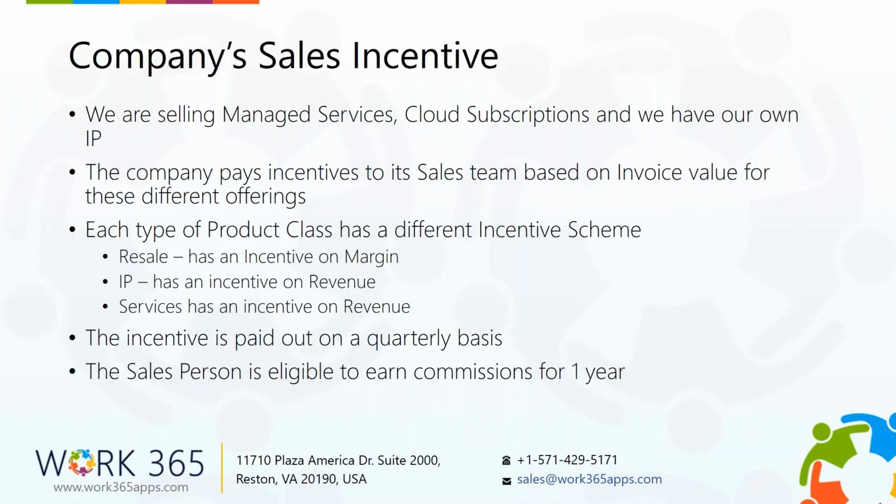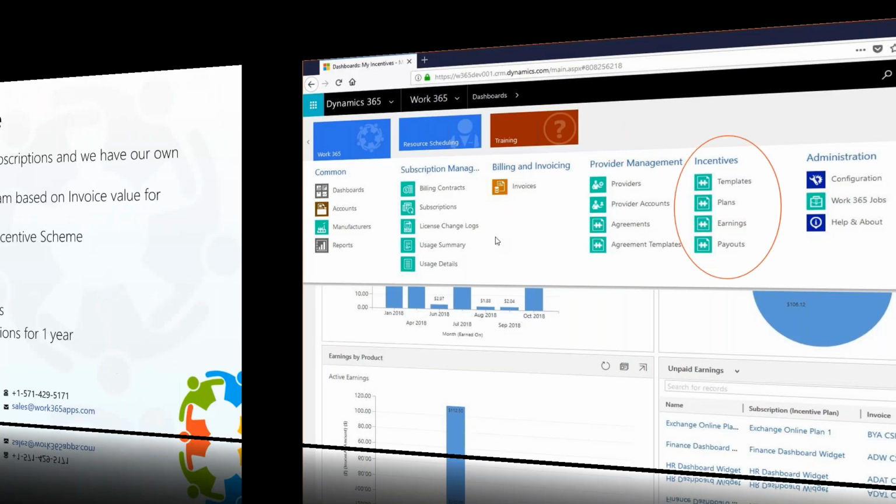Each type of product class has a different incentive scheme. For resale, it's a margin-based incentive based on gross profit, gross margin. For IP, it may be on revenue. And for services or managed services, again, it may be on revenue, right? The incentive is paid out on a quarterly basis, and the salesperson is eligible to earn this commission for a period of up to 1 year, right? So how would we model this in our Work 365 system?